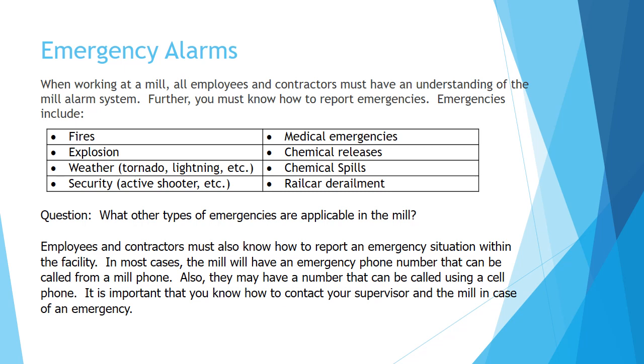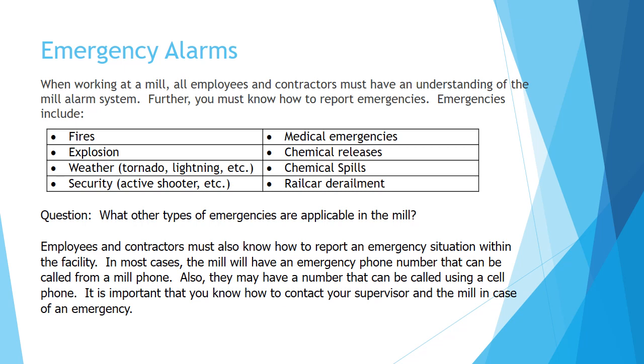Emergency alarms. When working in a mill, all employees and contractors must have an understanding of the mill alarm system. Further, you must know how to report emergencies. Emergencies include fires, explosion, weather such as tornado or lightning, security such as an active shooter, medical emergencies, chemical releases, chemical spills, and rail car derailment. This is a question for all of us to think about. What other types of emergencies are applicable in the mill?